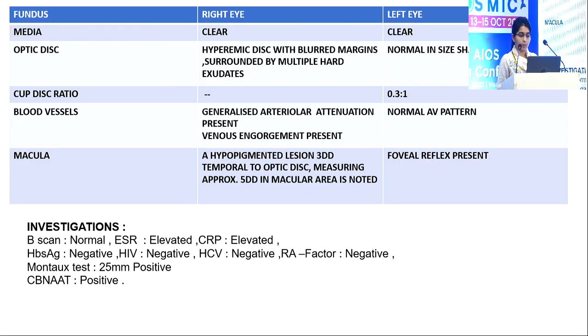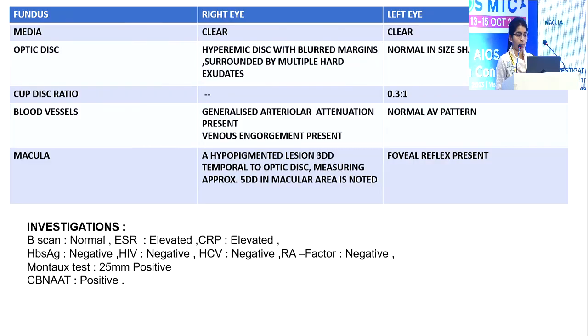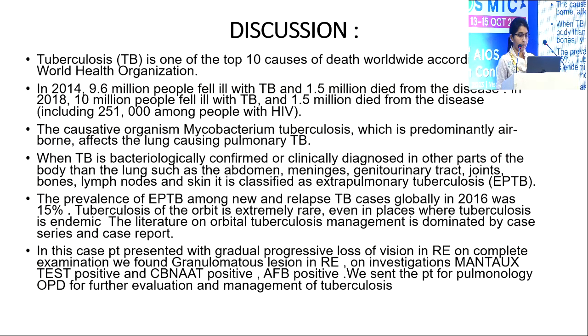Investigation: B scan was normal. ESR and CRP were elevated. HBsAg, HIV, HCV and rheumatoid factor were negative. Mantoux was 25 mm positive. CBNAAT was positive. This is the fundus picture.